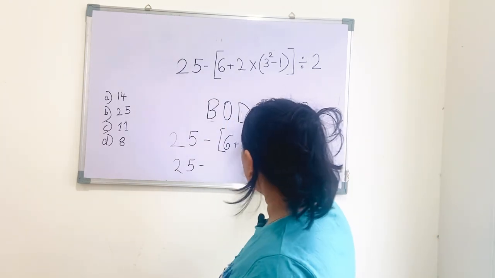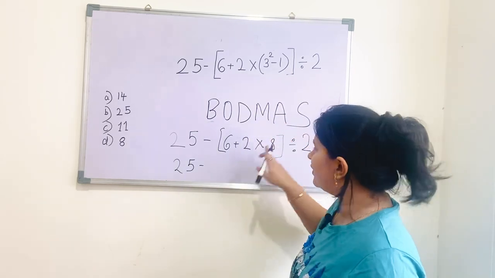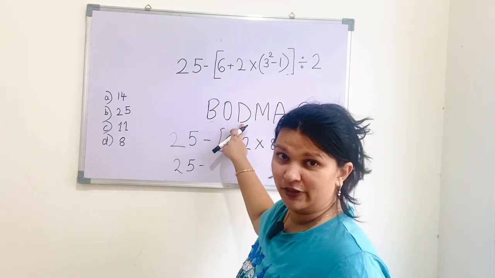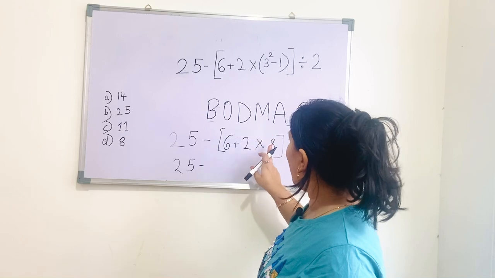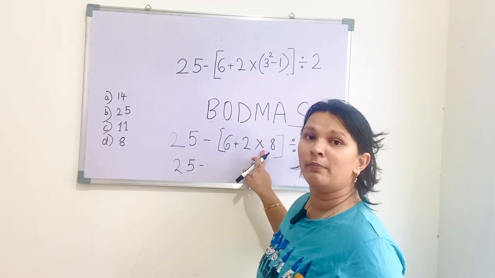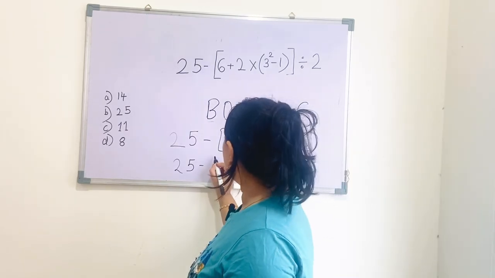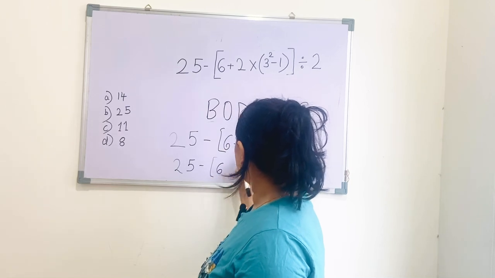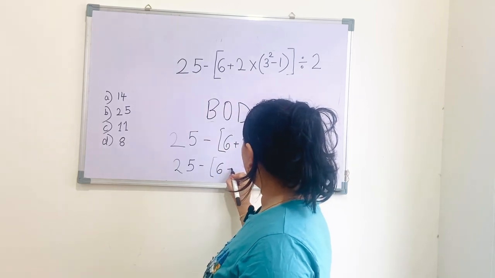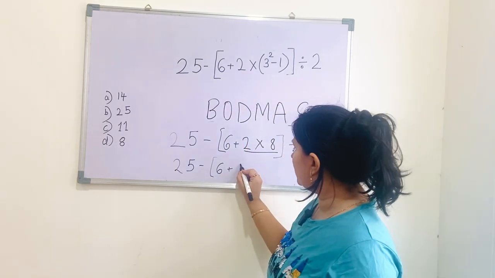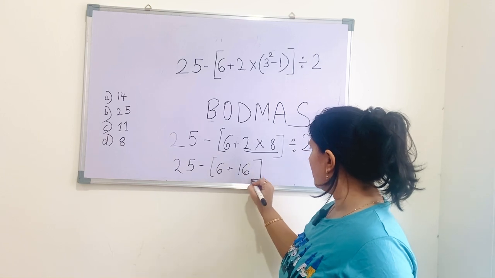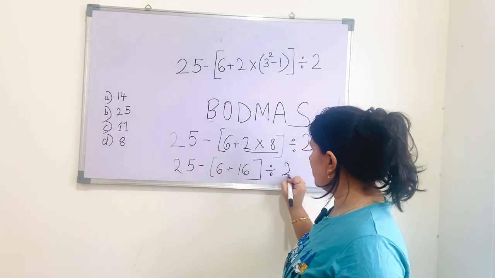What comes first? Multiplication comes. If there is a division, then we have to solve division first. If there is a multiplication and addition, we'll solve the multiplication first. So it will be 6 plus 2 multiplied by 8, which is equal to 16, and it becomes divided by 2.